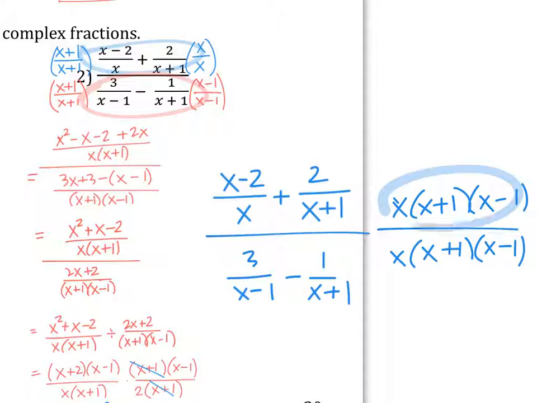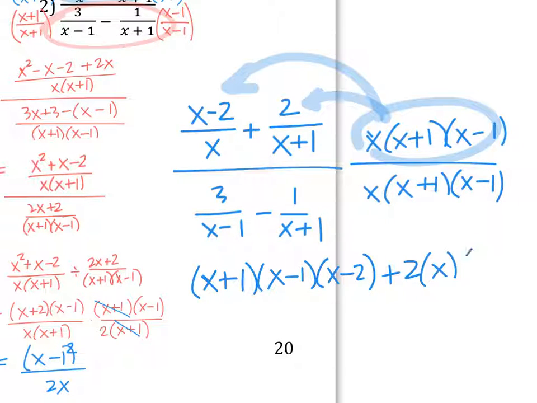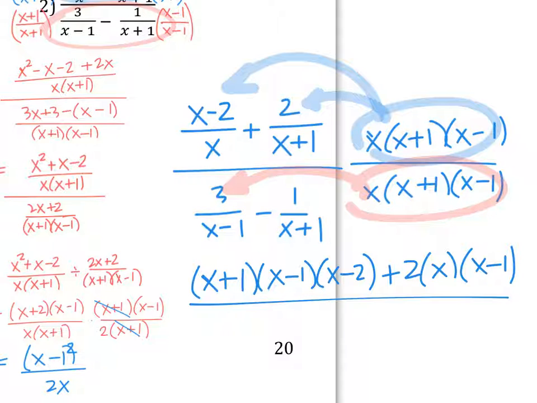Okay, so multiply this together, you get x cancels out, you have a leftover of x plus 1, x minus 1, x minus 2. When you multiply this together, you have a 2x and then x minus 1. In the denominator, 3x, x plus 1. And this one, x and then x minus 1.